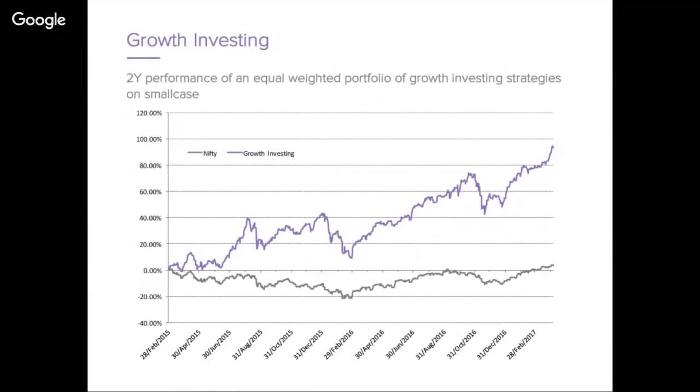And now the chart that you're seeing right now on the screen is the 2-year performance of an equal weighted portfolio of growth investing strategies. As you can see, this portfolio has also generated returns very close to the returns generated by the value investing strategy portfolio. That is, we are still very close to the 95 to 100% range, as you can see at the end of the graph. And this has been generated in the last 2 years. And this is much better compared to what a normal Nifty ETF or the broader market has offered. So it proves that the growth investing strategies are also working.